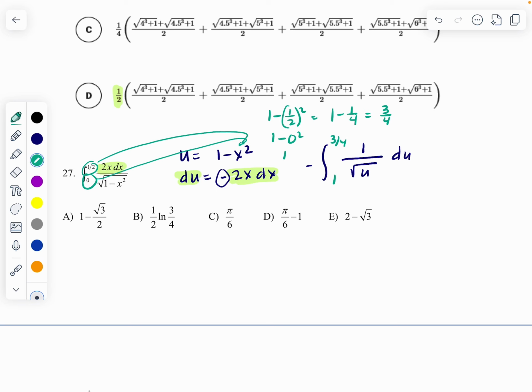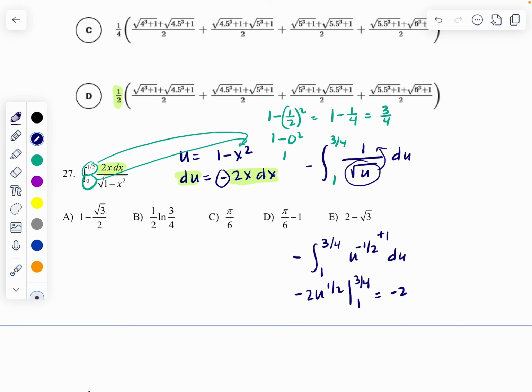So if I rewrite this thing, it's a negative integral from 1 to 3/4 of the square root of u is u to the 1/2. If I bring it to the top, it's going to be u to the negative 1/2 du. And now I can actually integrate. So if I add 1, I'm going to get u to the 1/2. If you divide by 1/2, it's the same as multiplying by 2, and then I'm going from 1 to 3/4. Okay, so this is then going to give me, I'm going to take out the negative 2.